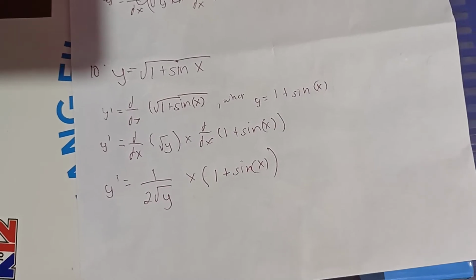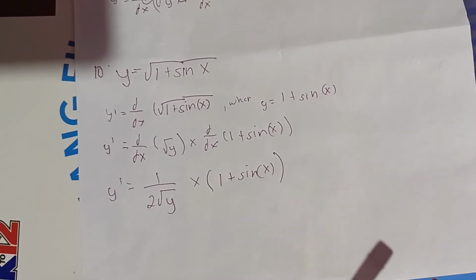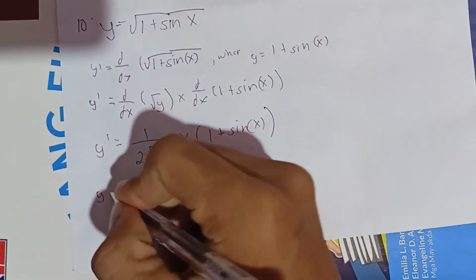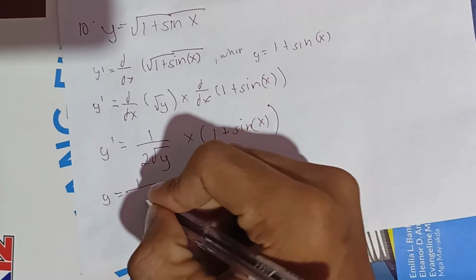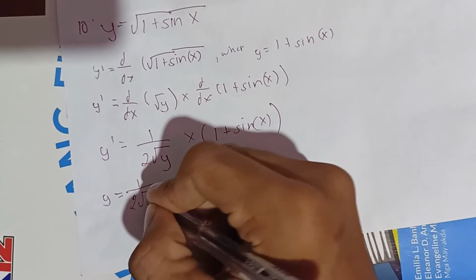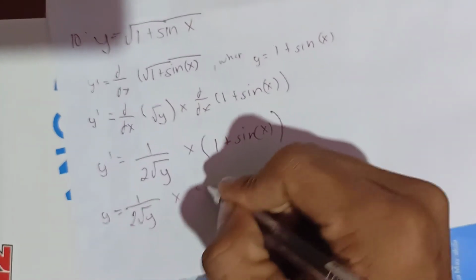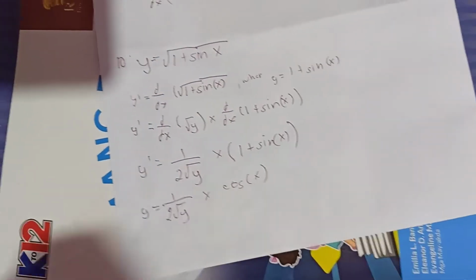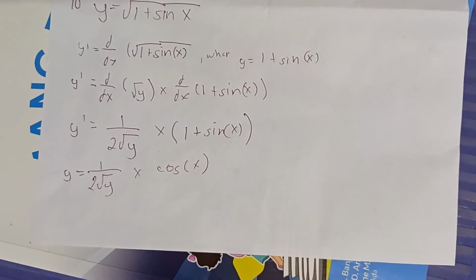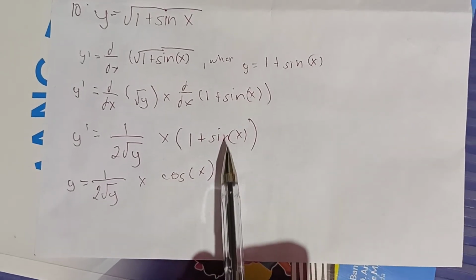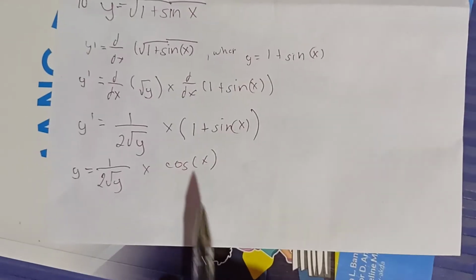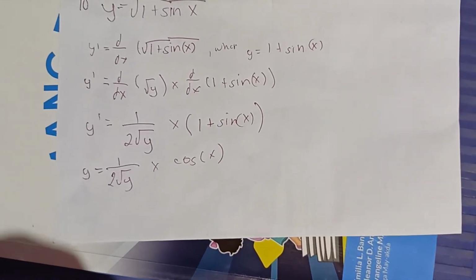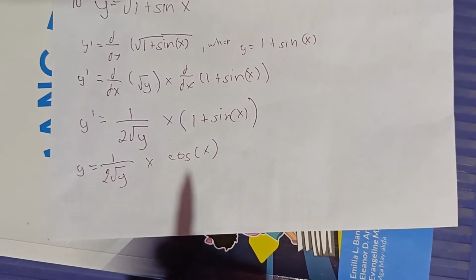Now calculate the derivative of the sum. So this one will become y prime equals 1 over 2 square root of u times cos x. With the trigonometric function, the derivative of 1 plus sine x will become cosine x. Now substitute back u equals 1 plus sine x.